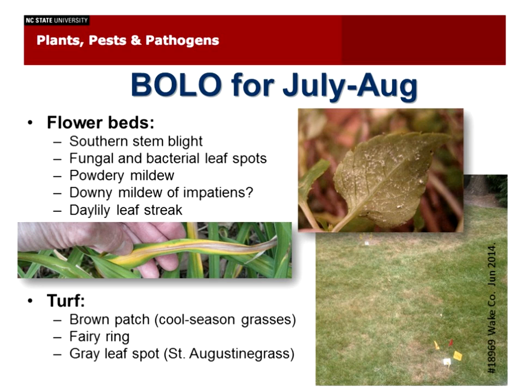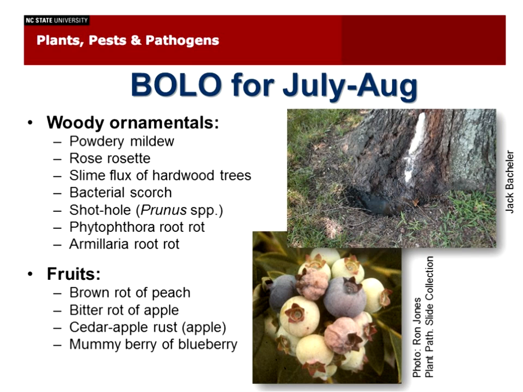In turf, you may see a number of different things, such as brown patch, fairy ring, or in the case of St. Augustine, gray leaf spot. In woody ornamentals, powdery mildew again, rose rosette on roses, slime flux on hardwood trees in the heat of the summer, you see illustrated on the right. Bacterial scorch will start to appear around the middle of next month on susceptible trees, the pin oaks especially, sycamores, and might even see some on some red buds. Shot hole on prunus, and root rots caused by Phytophthora or Armillaria and other factors.